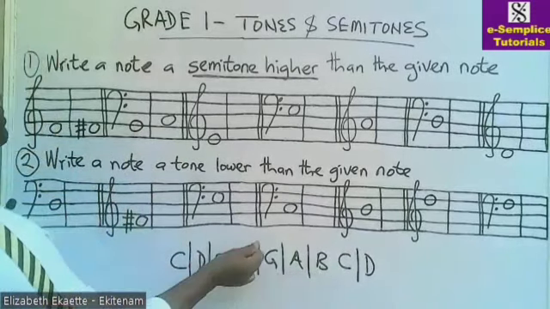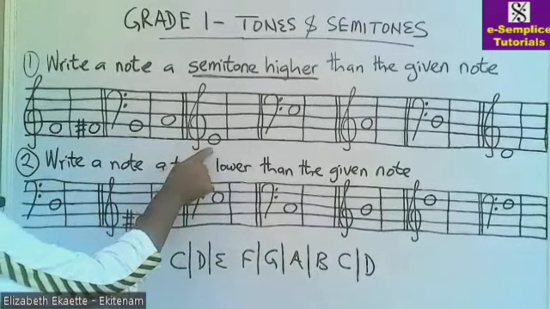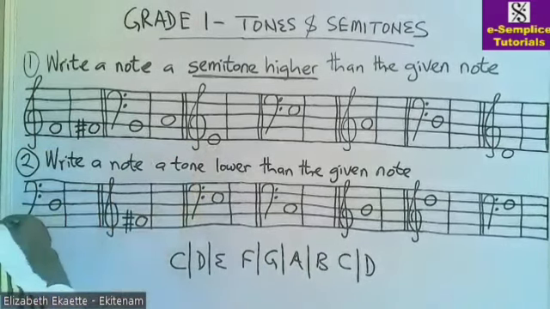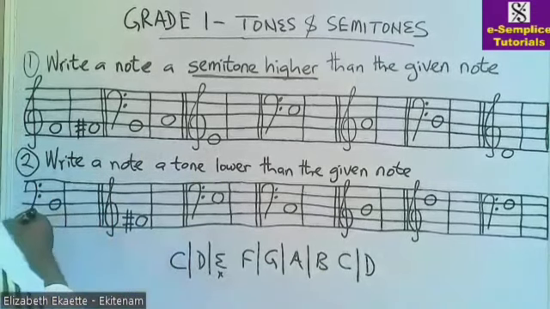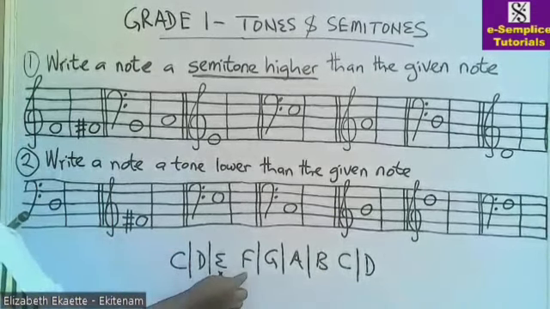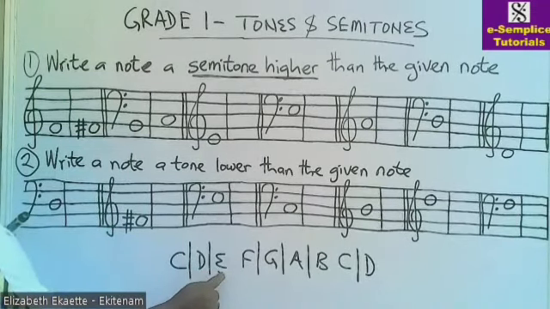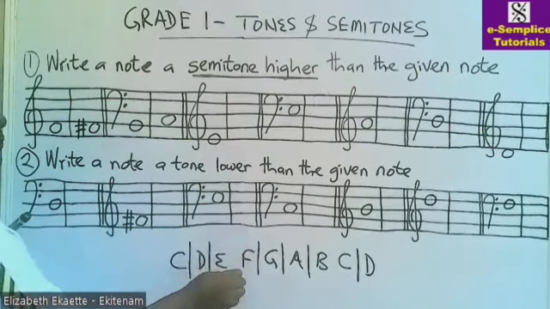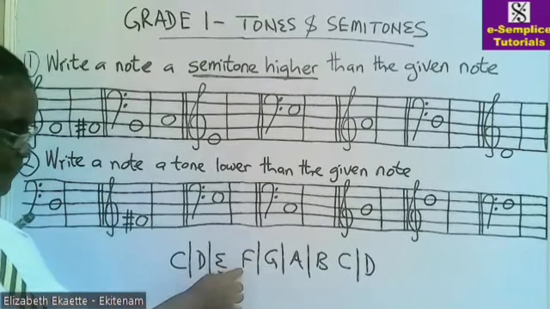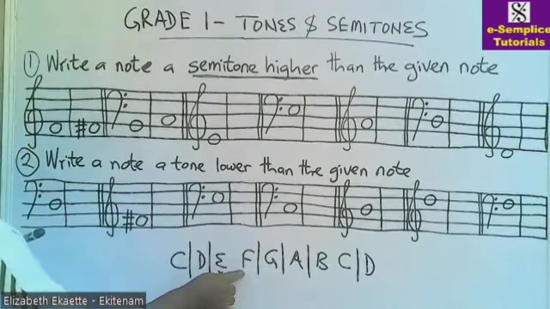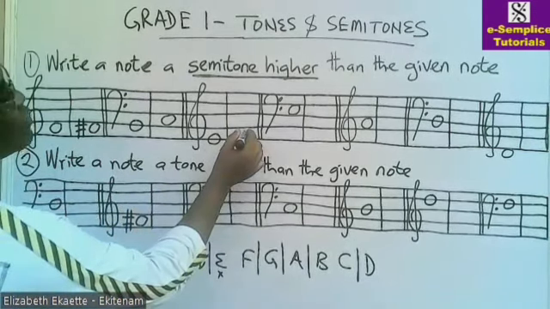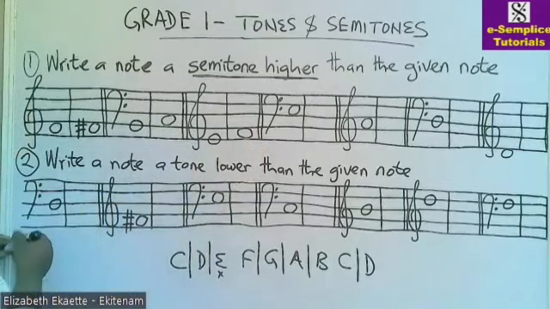Next question. The clef is treble clef, and the note is E. Mark E. The next semitone after E, this way, is F. Now, you can choose to do E sharp, because E sharp is also F, and you can choose to do F. So you have two answers here. Either you write F or you write E sharp. I choose to write letter F. So I just come here and put a note on F. We move to the next question.